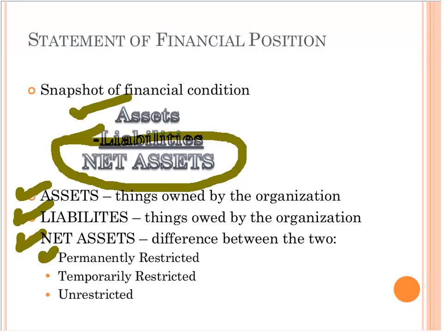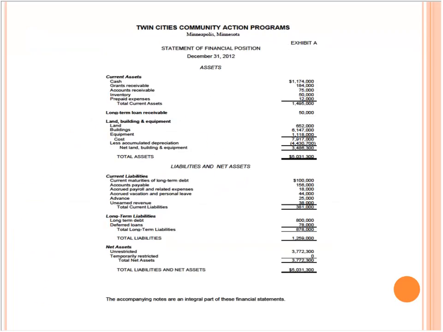The second category is temporarily restricted. These are resources that have been donated by donors but have outside restrictions. And then finally, unrestricted. This is basically the net assets that do not meet either of the two previous definitions. This is the operating resources of the organization. Let's look at a very brief example.